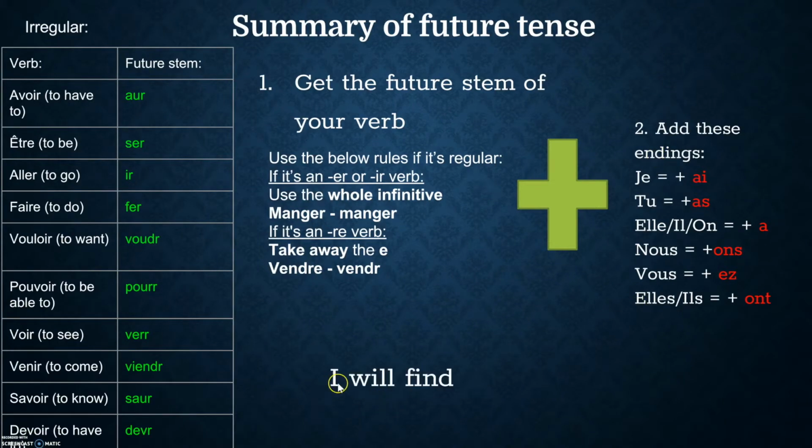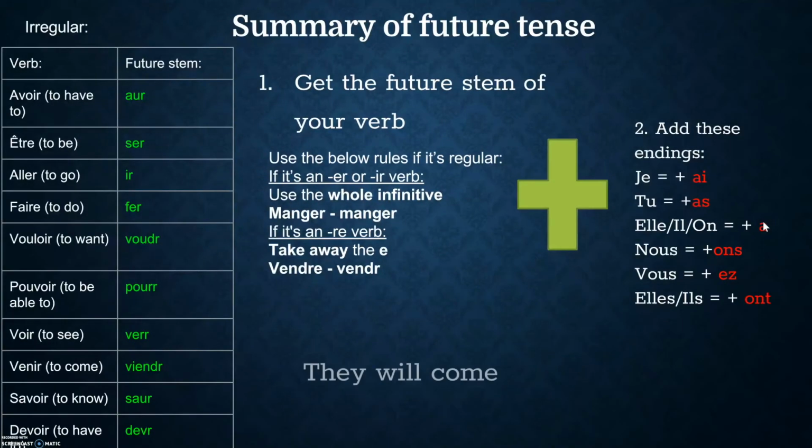Let's go through an example. So I will find. The verb here is to find, which is trouver in French. Trouver is a regular verb, so we're just going to use these rules to form the future stem. Trouver is an ER verb, so we're just going to use the whole infinitive. And then the personal pronoun is je, so I'm going to add the ending AI onto my future stem. So it'll be je trouverai.